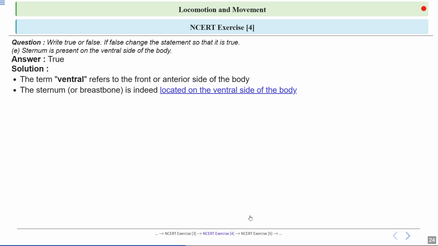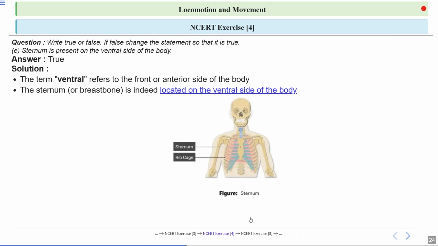The sternum, also called the breastbone, is indeed located on the ventral side of the body. So if you touch the center of your chest, that's where your sternum is. This confirms that the given statement is correct. So you can see the picture. You can see at the center a flat bone which is sternum. And we have rib cages, and there are three types of ribs, which are true ribs, false ribs, and floating ribs, that we have already talked about in our past slide.